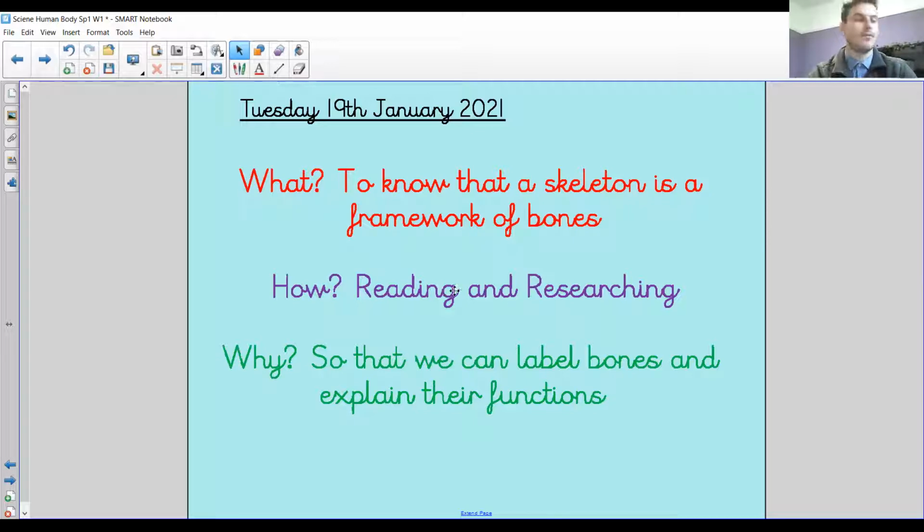We're going to do it through reading and researching because I'm going to use our curriculum book, our big body book with our fold-out skeleton, and you guys are going to go away and do a task at the end that includes some researching. We're going to do it so that we can label some of the major and main bones within the human body and on the skeleton. And then this is the extra bit. We're going to explain in detail what is their function. So what do they do? Why do they do that? Okay, then.